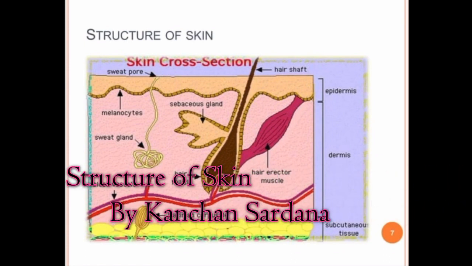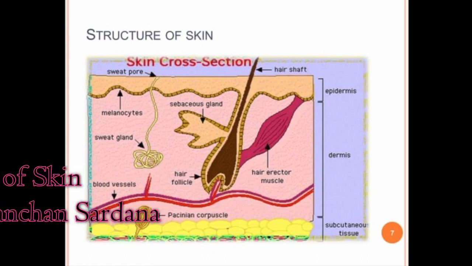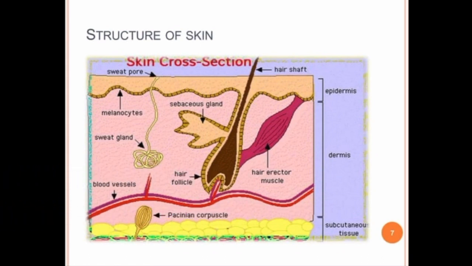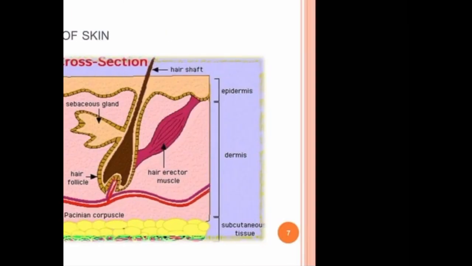So we are discussing the transdermal drug delivery system. Next comes the structure of the skin, where we use adhesive patches for transdermal drug delivery. So this is the skin cross section, which includes the different layers: epidermis, the outermost layer, dermis, and subcutaneous tissue, and it includes the hair shaft and sweat pores with sebaceous glands.